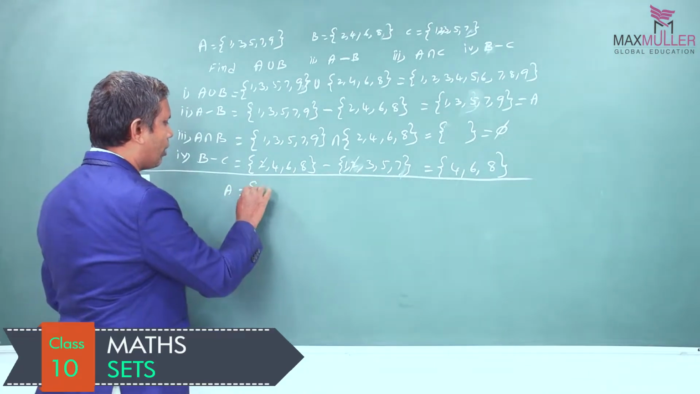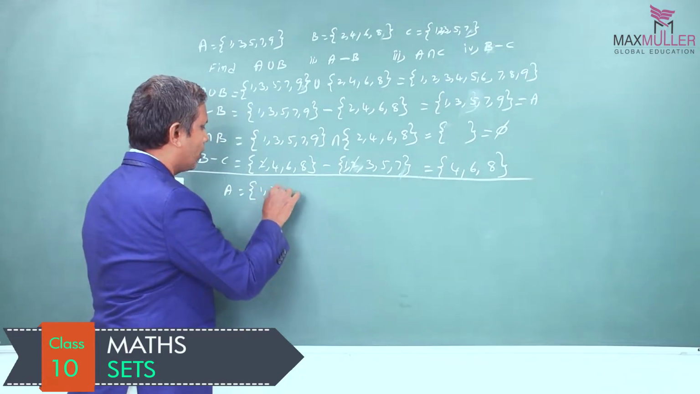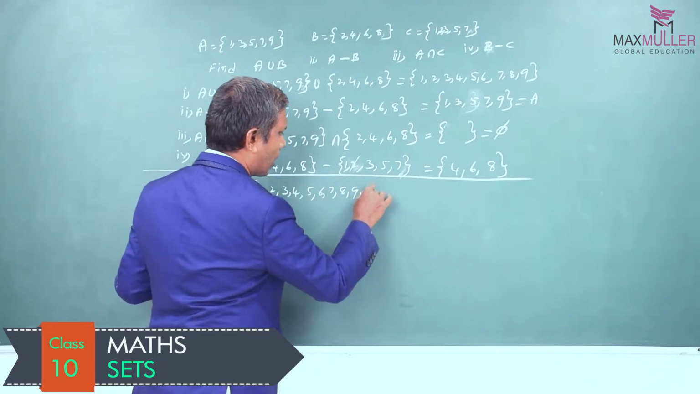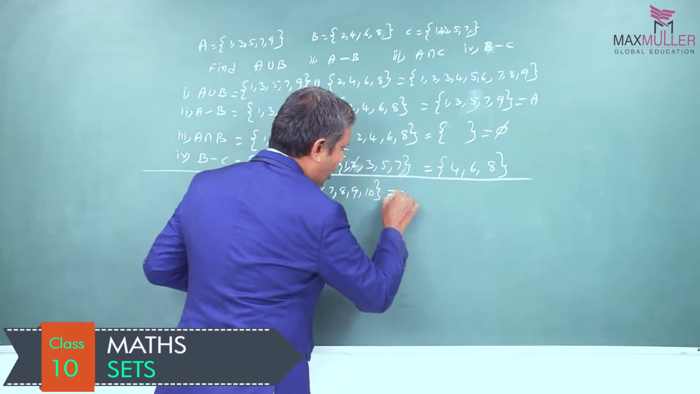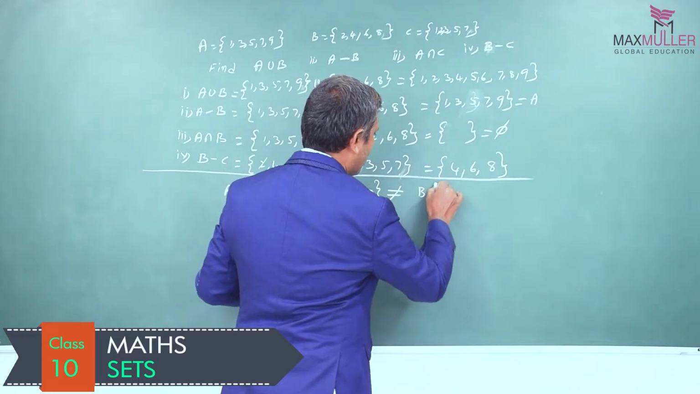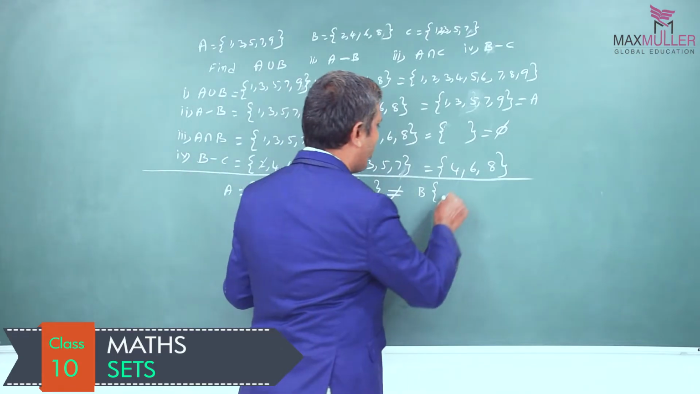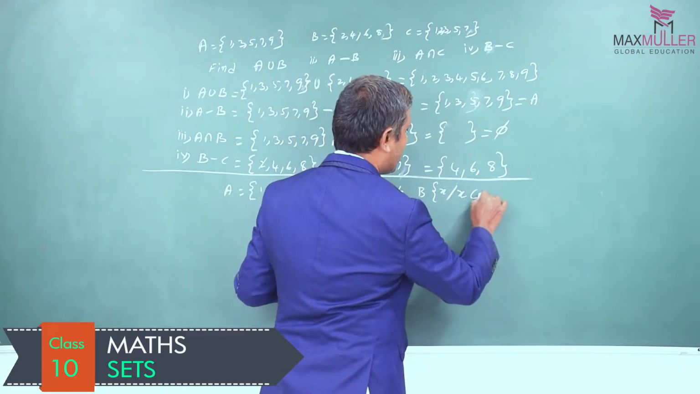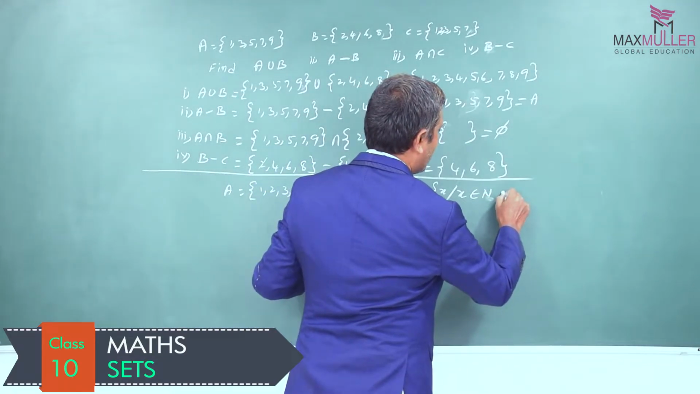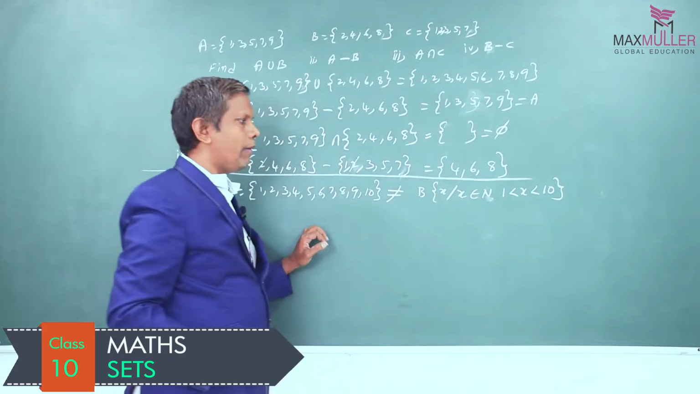Suppose A is equal to the set of 1, 2, 3, 4, 5, 6, 7, 8, 9, 10. Not equal to, they can give the second set also, B. A is not equal to B is given. Here the elements are X such that X belongs to N, natural numbers, and also 1 is less than X less than 10. Like that they give.